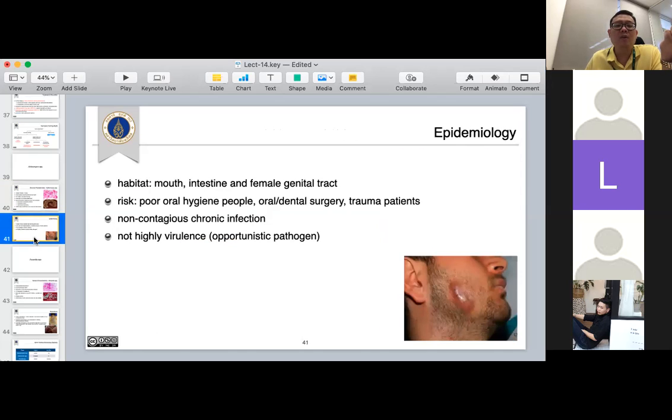Okay, Actinomyces live in the mouth a lot, and in the genital tract and the GI tract. So people who have poor oral hygiene, trauma patients, or dental surgery patients might get infected. That's the thing. Not highly virulent, they are mostly opportunistic. That's the thing you probably need to know.